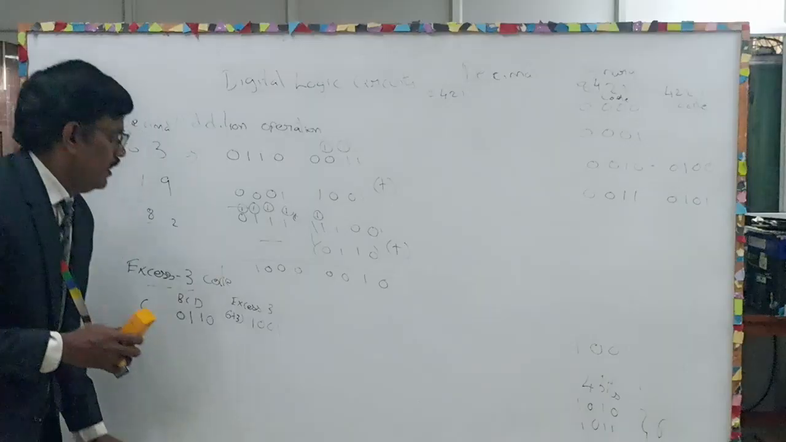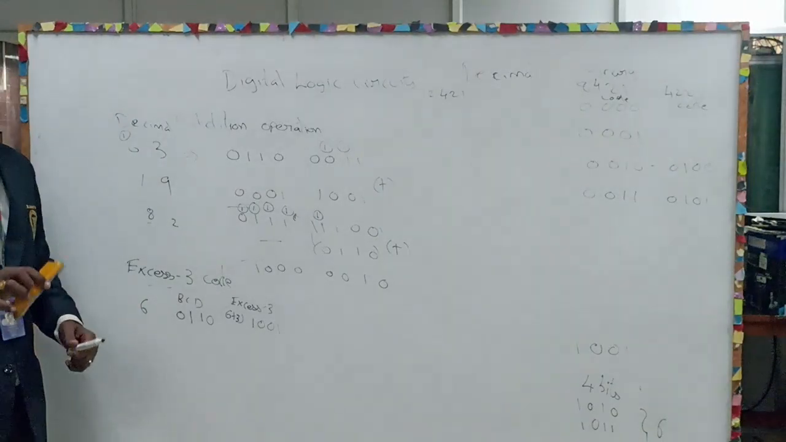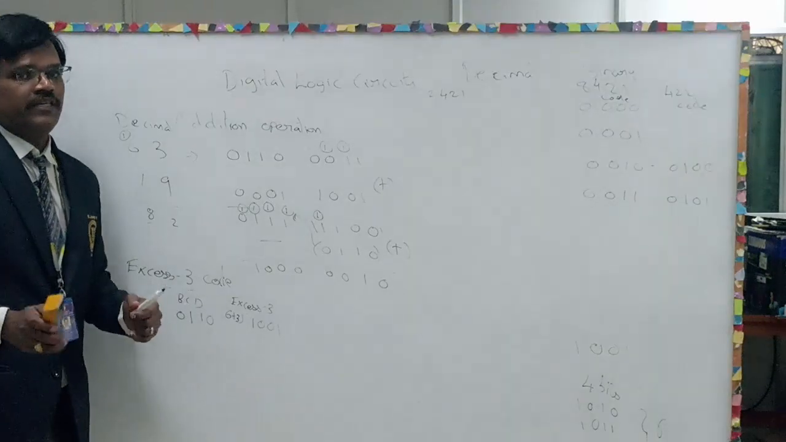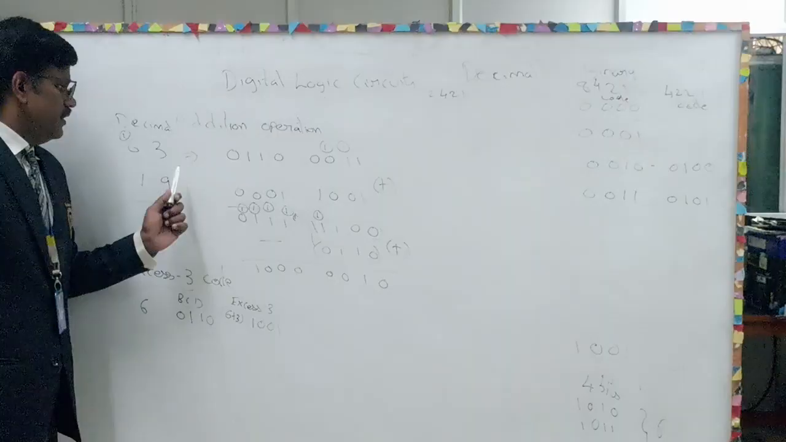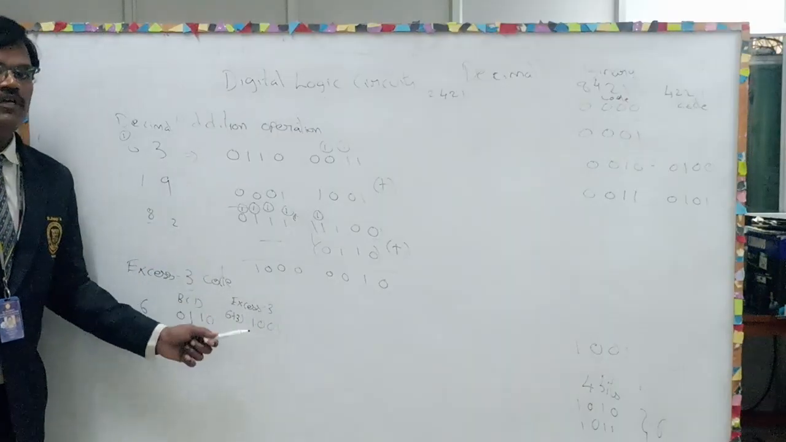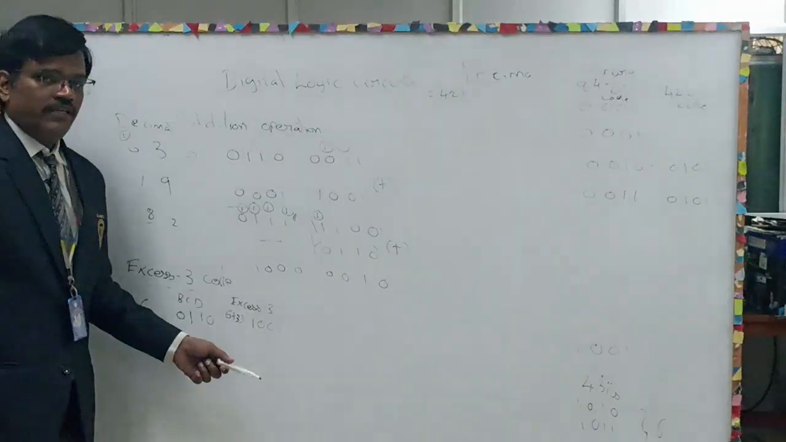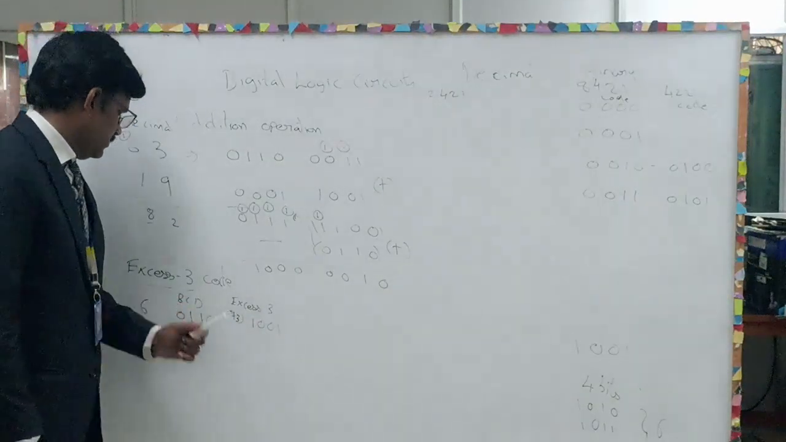This is your XS3 code, again an understandable format, but here this understandable format is a non-weighted code. Each and every digit is not weighted. Okay. So, it is a non-weighted code, XS3.